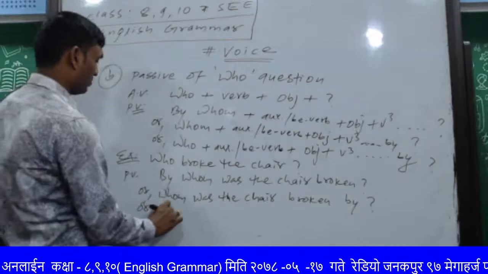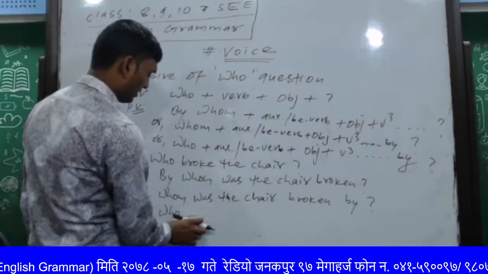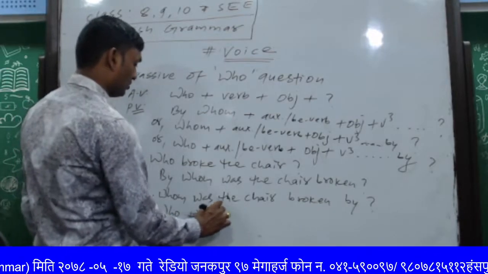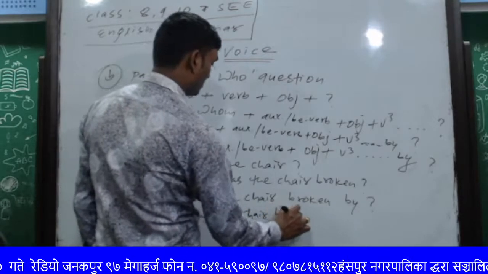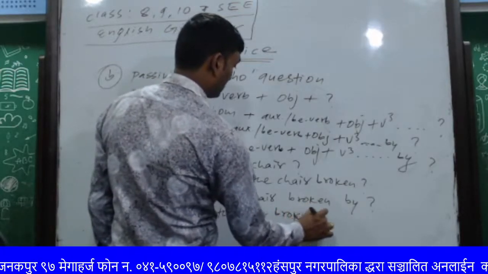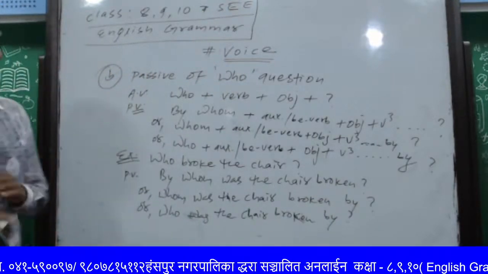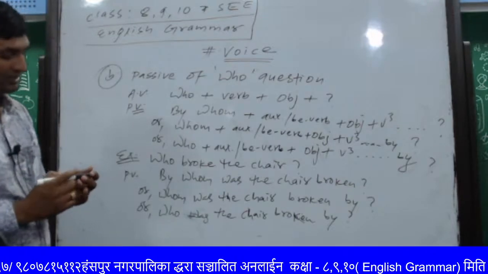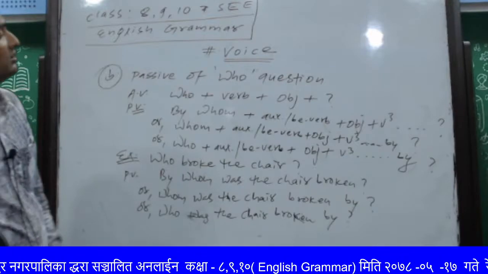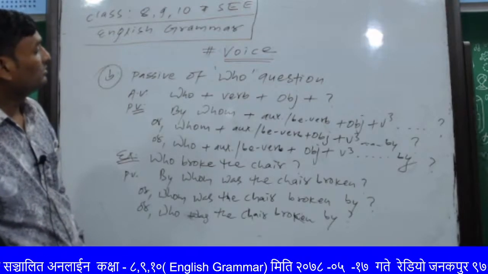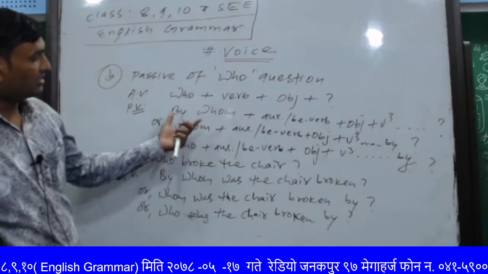Then the third one is "who", then after "who" plus auxiliary. Auxiliary means here "who was": Who was the chair broken by? In this way we can change "who" questions into passive.